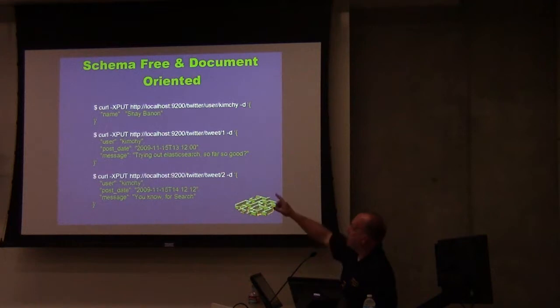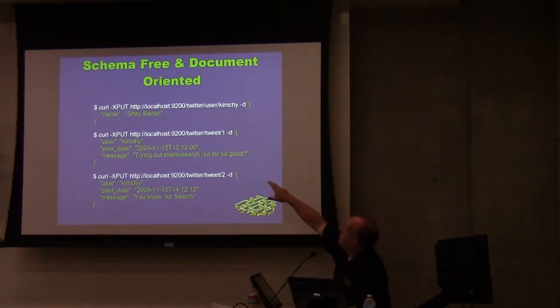So localhost 9200, Twitter is the name of an index, and tweet is the name of a type. Each index can have its own types, and they can be searched differently or independently based upon how you form your queries. In this first example, you'll notice that the type is actually user. So we're going to put two different types in the same index, and it will manage that for you. I'll show you a short demo to show how some of this stuff works.